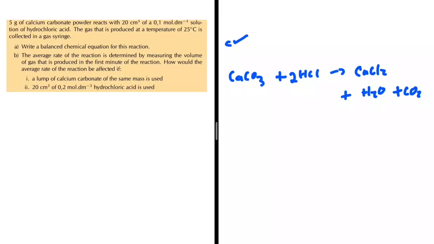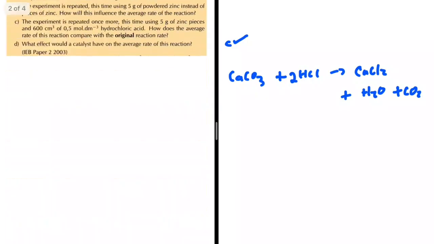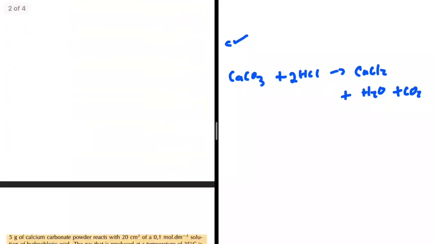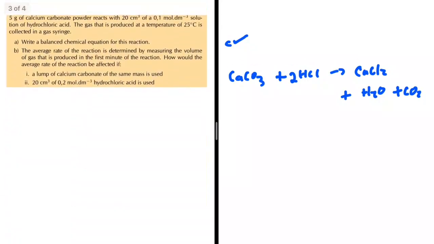And then Roman figure number 2, 20 centimeter cube of 0.2 mole per decimeter cube of hydrochloric acid is chosen. So think about the last question. We said that the concentration has remained the same. What has changed is the volume. We have more volume now, but the rate of reaction will remain the same.